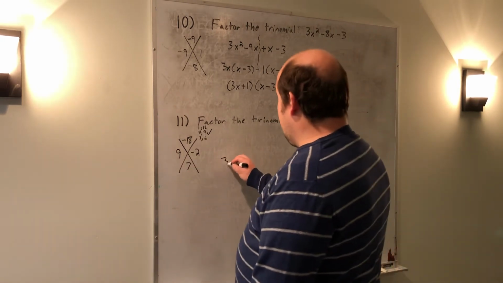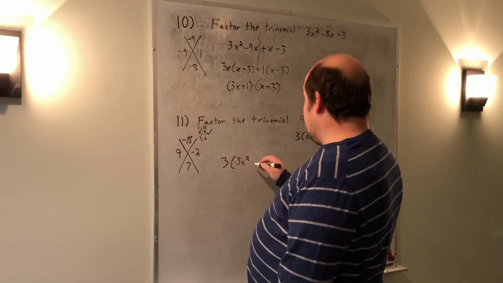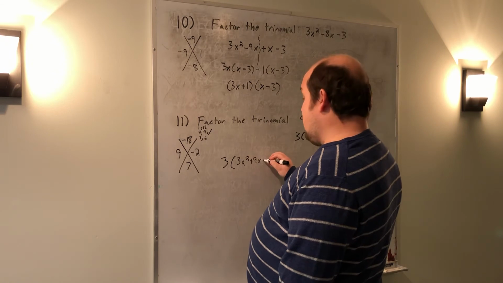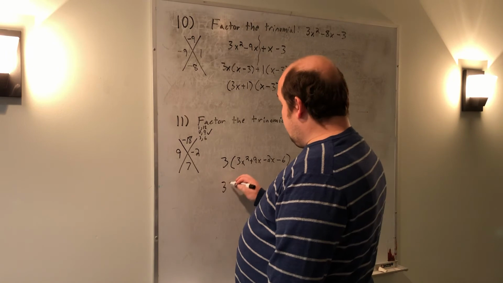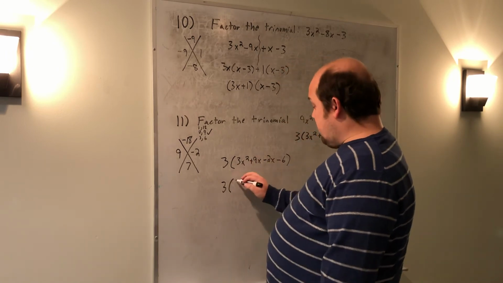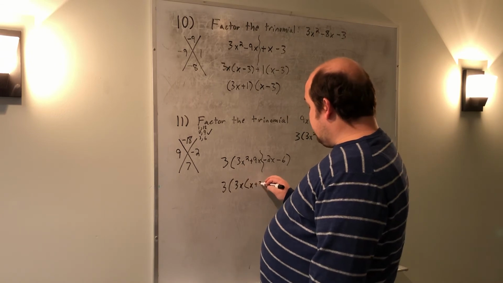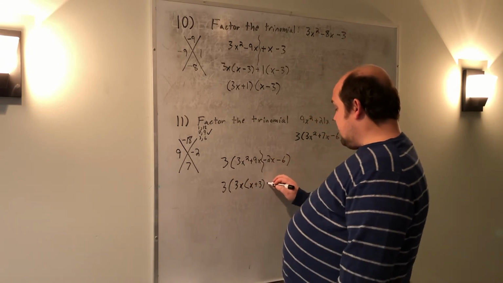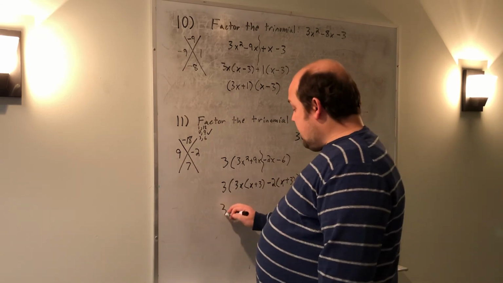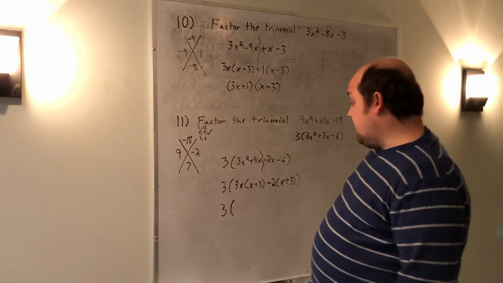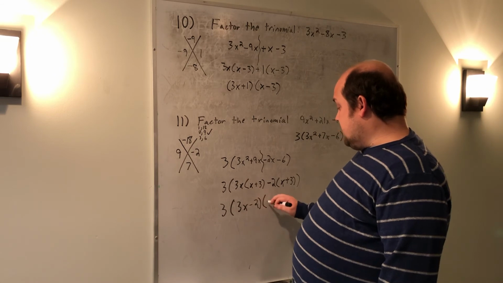So I keep the 3 outside. I break up after the 3x squared, the 7x, into plus 9x minus 2x, and then I still have the minus 6. 3 stays here from this first term. When I do factor by grouping, I can take out 3x. It leaves me x plus 3. From this second term, I can take out a negative 2, so that it also leaves me x plus 3. That means with the 3 outside, my final answer is going to be outsides 3x minus 2 times insides x plus 3.